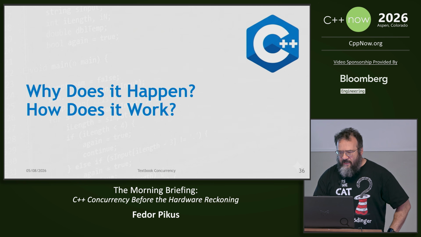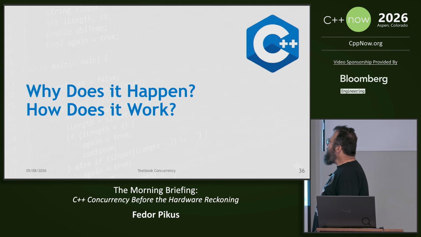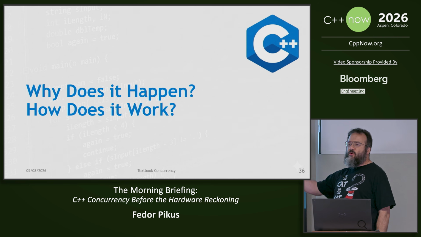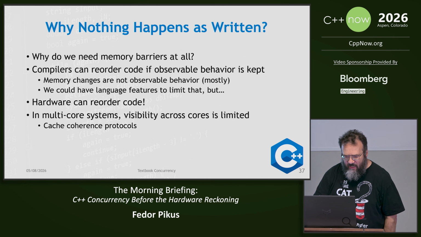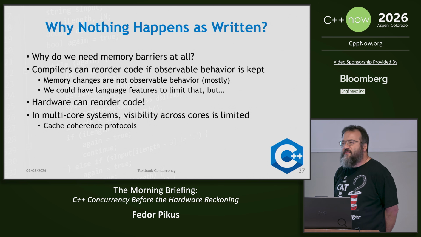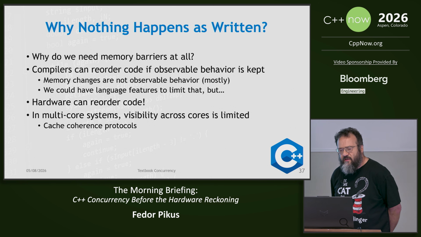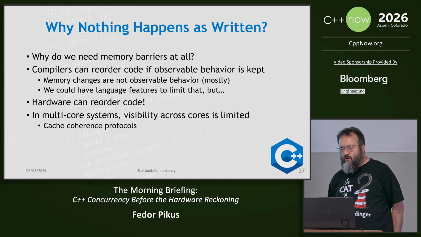Okay. Now, why does this happen to me? Okay, here's why it happens to you. Well, okay, compilers can reorder the code, but that's a language thing. We could provide language facilities to stop them from doing that. The real problem is hardware reorders the code, and visibility across cores is limited.